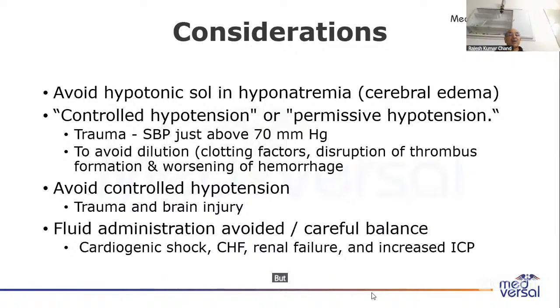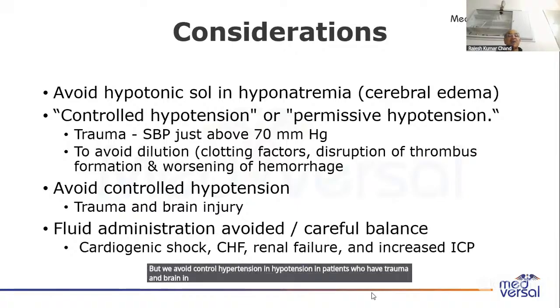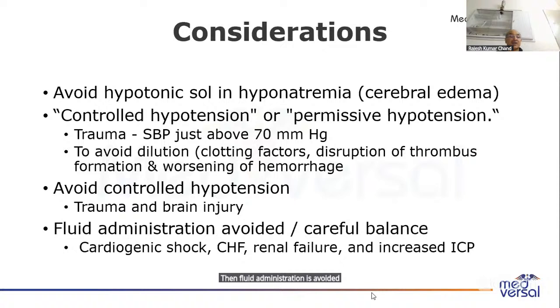But we avoid controlled hypotension in patients who have trauma and brain injury, because in brain injury, if we do controlled hypotension, then neurological injury will set in. There we need to fully optimize the patient. Then fluid administration is avoided or carefully balanced in cardiogenic shock, congestive heart failure, renal failure, and patient with increased intracranial pressure.